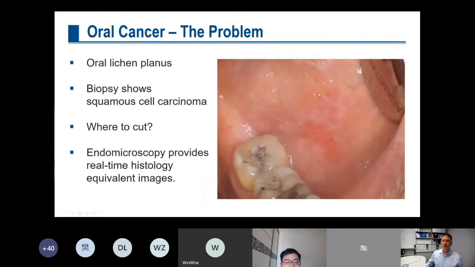Here we have a picture of an oral lesion. This one is called a lichen planus, and you can see it here on the screen. This is a common inflammatory condition in the mouth, and it can frequently become cancerous. This lichen planus has a positive margin for squamous cell carcinoma. But the question is, where is it cancerous? Where is it dysplastic? And where should the surgeon cut?